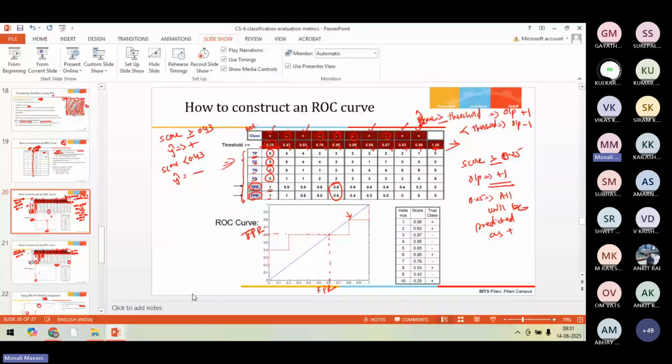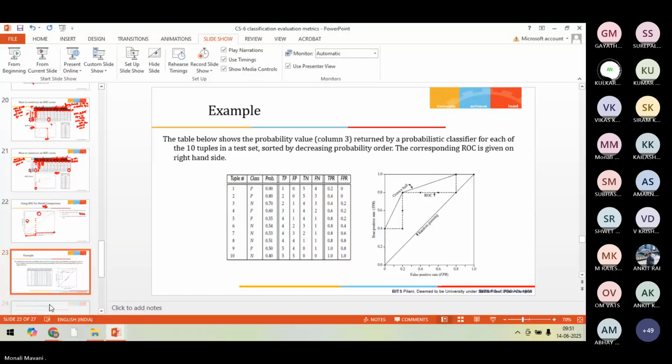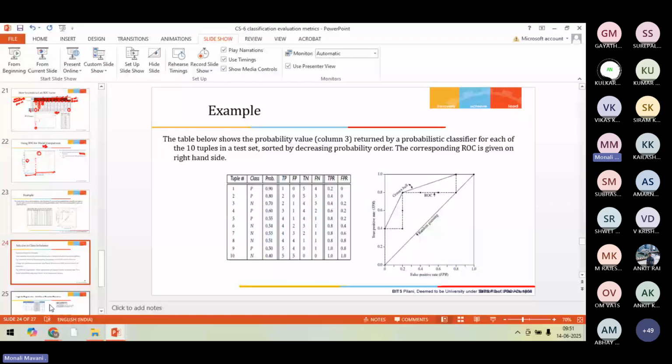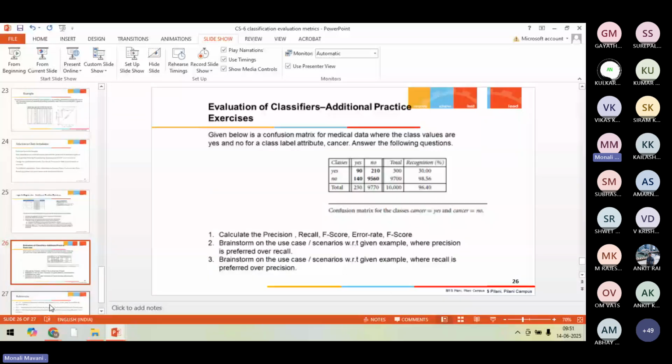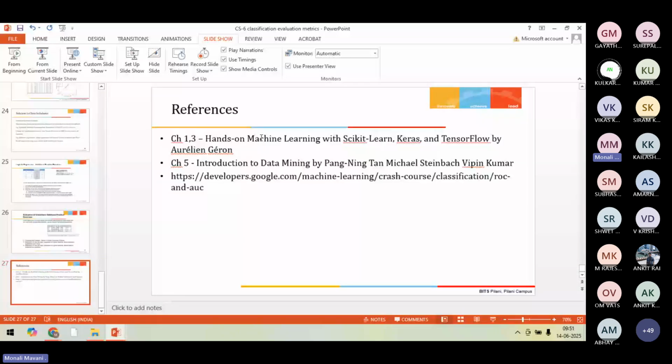Some problems are given here. Solve them and find out the answers, so you will get some practice on this. And refer to the references which I generally write. Those are the books where this content is given well.